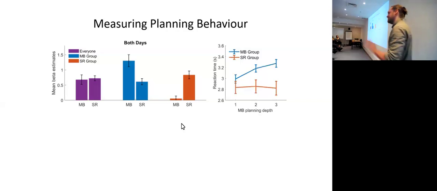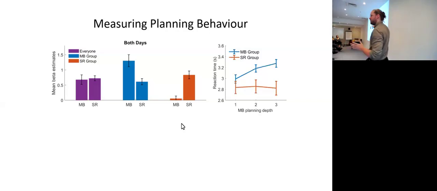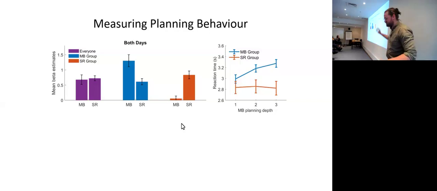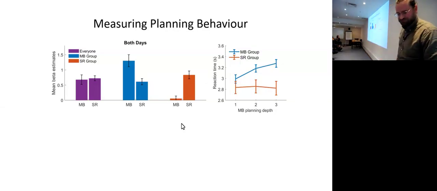And what we see is something very, very strong, which is that in the model-based group, there's a super strong modulation of reaction time by planning depth, which is not seen in the SR. And if you flip it so you look at the old planning depth during training and how that relates to the SR, those are not significantly related in the same sort of way.